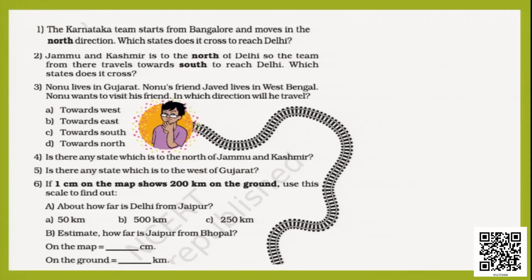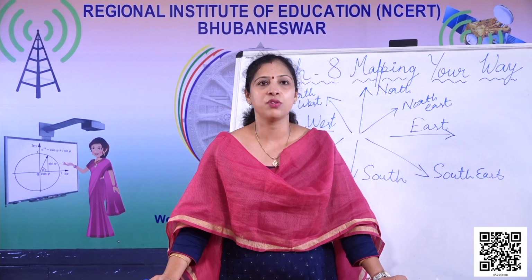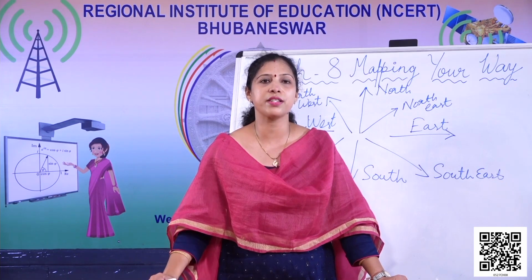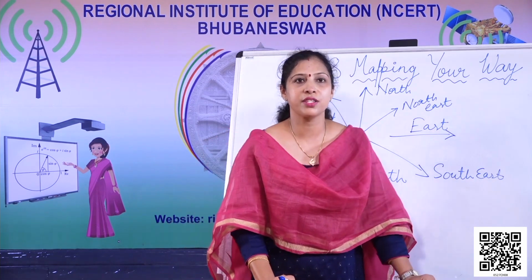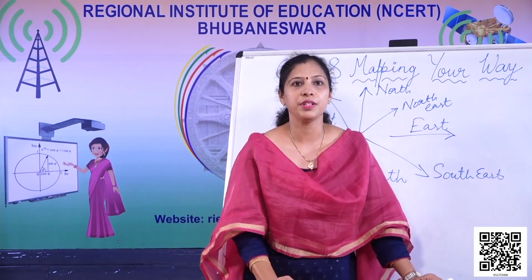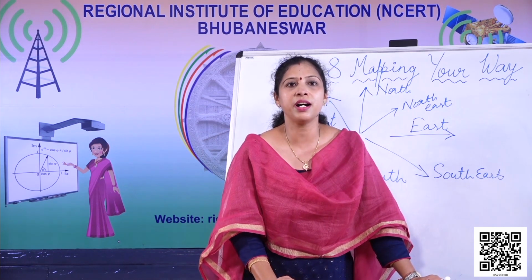Now, Nanu lives in Gujarat. Nanu's friend Javed lives in West Bengal. So, Nanu wants to visit his friend. In which direction will he travel? Let's see. Nanu lives in Gujarat. So, let's see where is Gujarat. Here it is, Gujarat is here. So, from here he has to go to West Bengal.